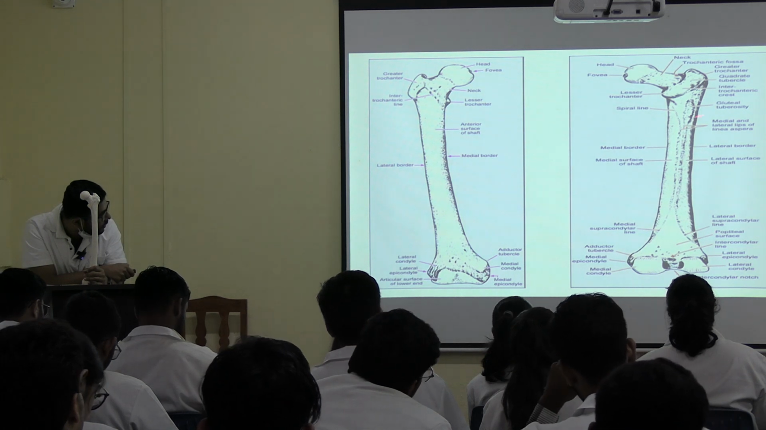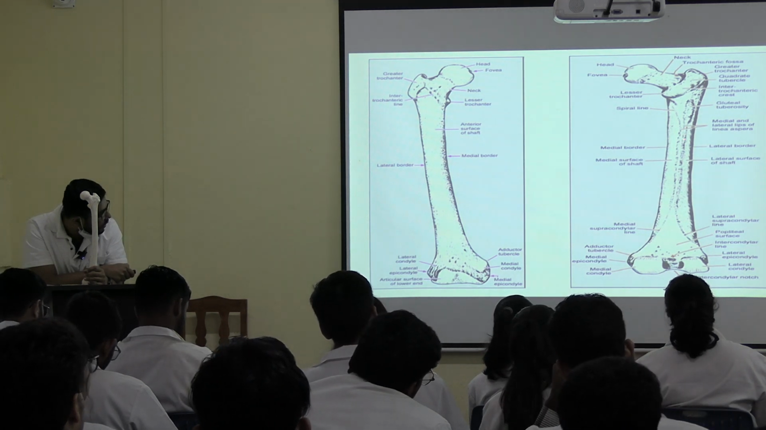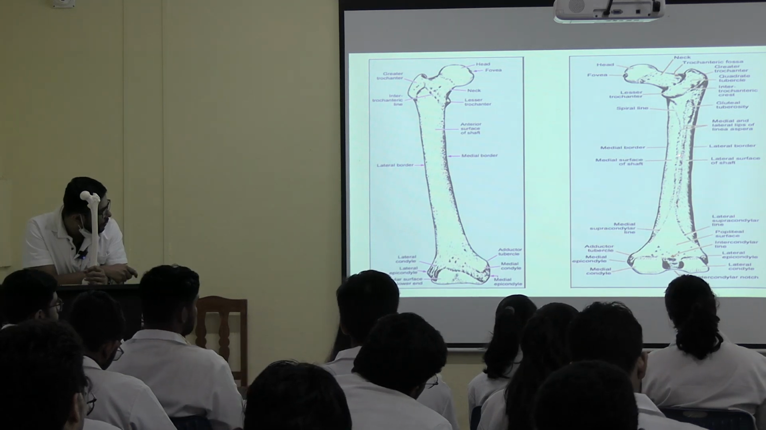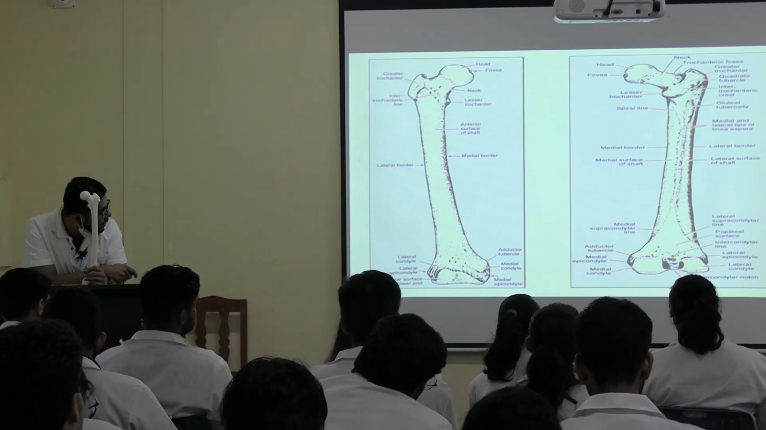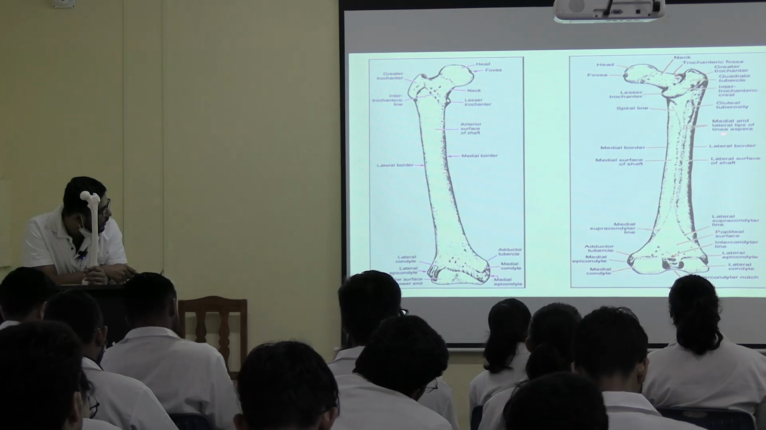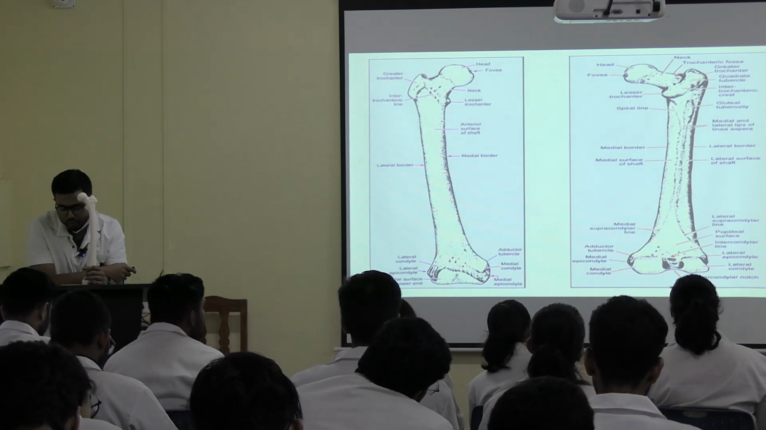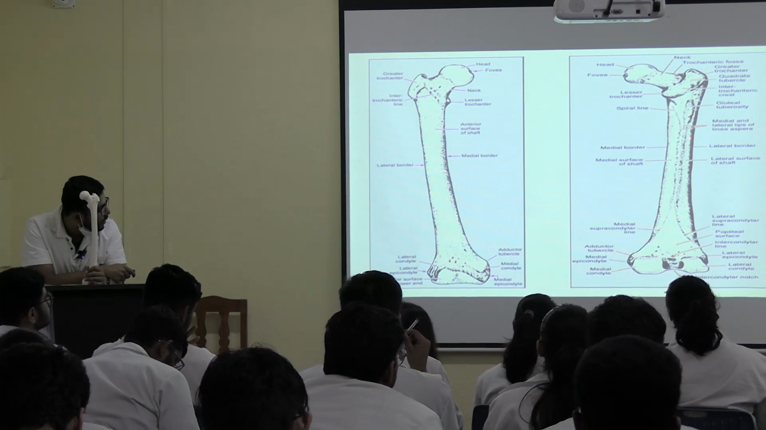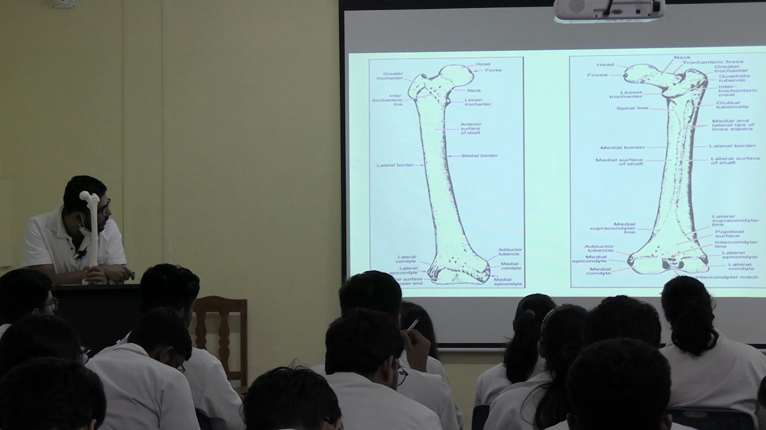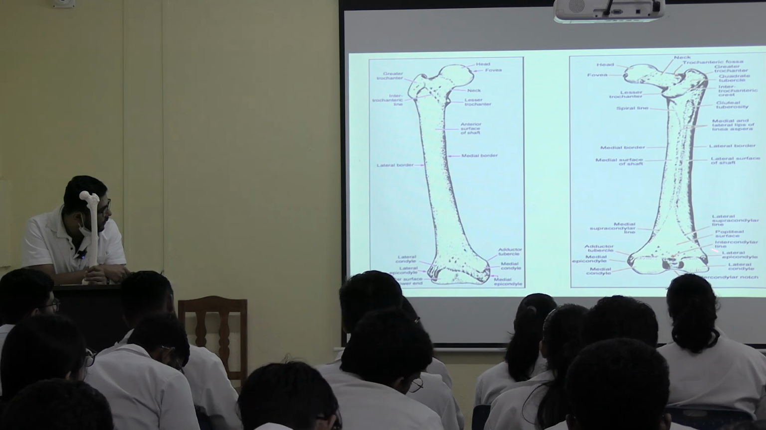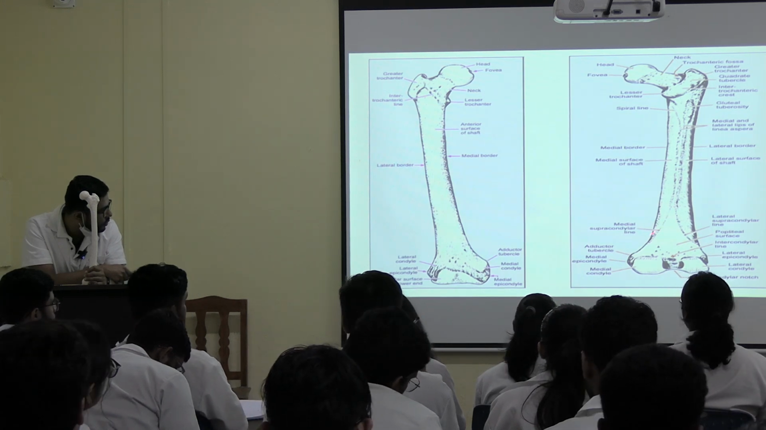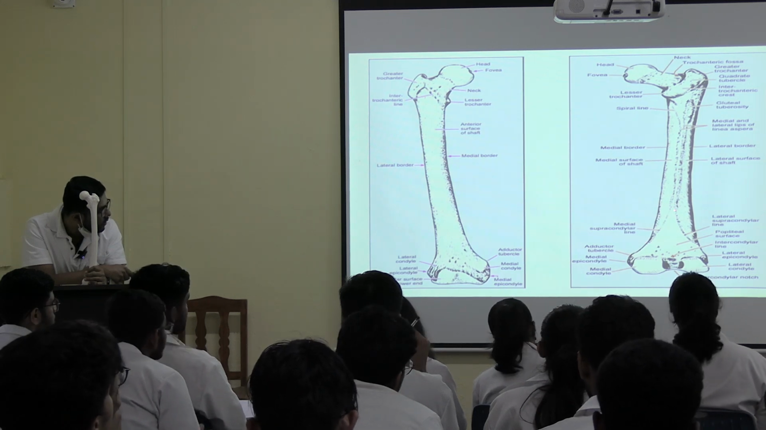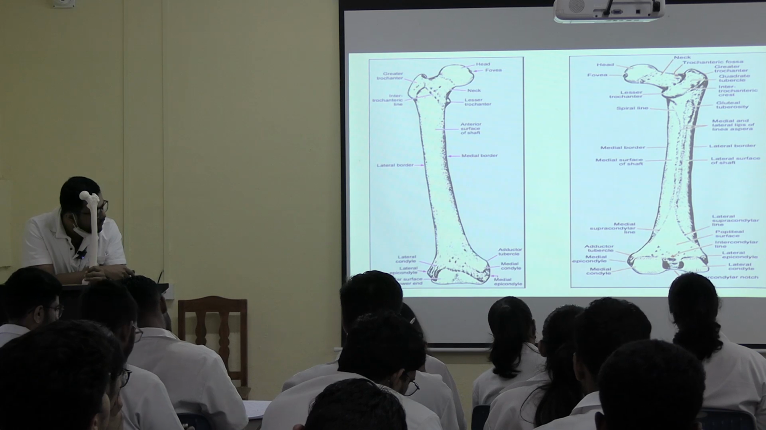Two lines join to form linea aspera, and it has two lips. This is the medial lip, this is the lateral lip. Medial and lateral lip of linea aspera of the posterior border. So here two lines are converging to make the posterior border. Then again it diverges. These are the condyles. So these are the supracondylar lines. One is medial supracondylar line, one is lateral supracondylar line.